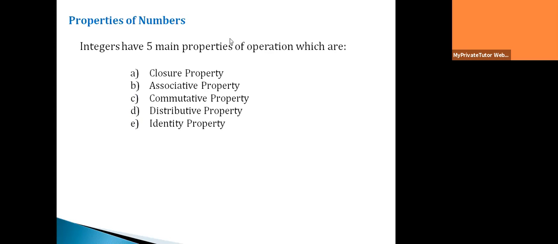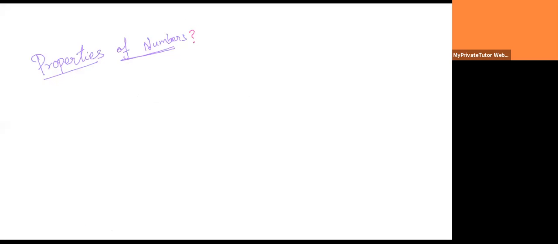So what is closure? Let's start with closure. The closure property is nothing but if we take any 2 numbers, any 2 integers, and do the calculation, either addition, subtraction, multiplication, or even division, the answer has to be an integer or a rational number, you can call it. Just a moment. Let's go to the whiteboard.